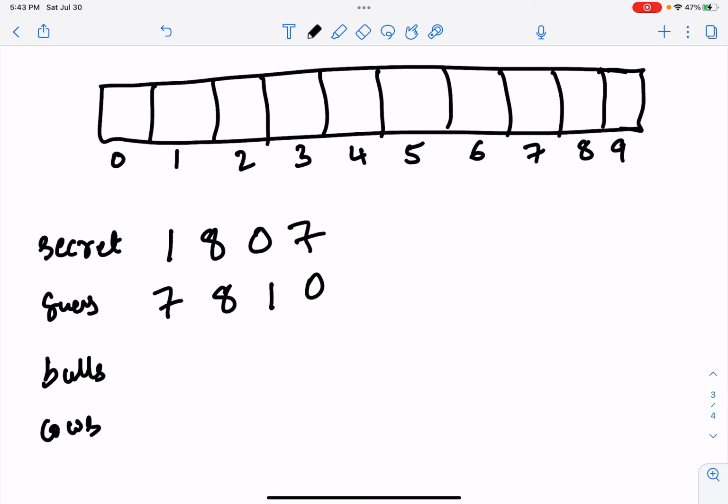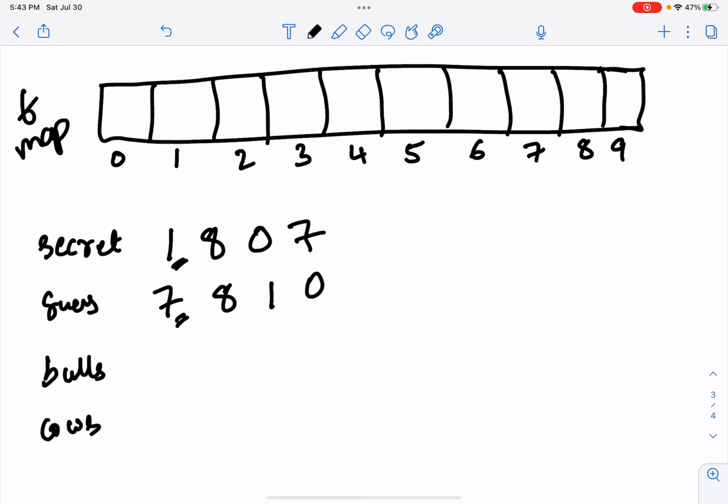If we find the same value, then we are not going to update it in the frequency map. This is the frequency map, F map. If it's not the same value, then we use the frequency map: for secret, we increment the value, and for guess, we decrement the value. First we'll compare 1 and 7. They are not equal, so we increment 1, decrement 7.